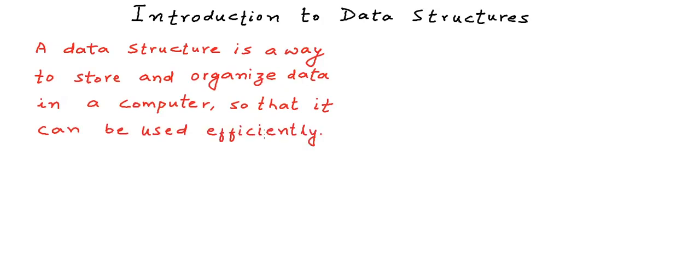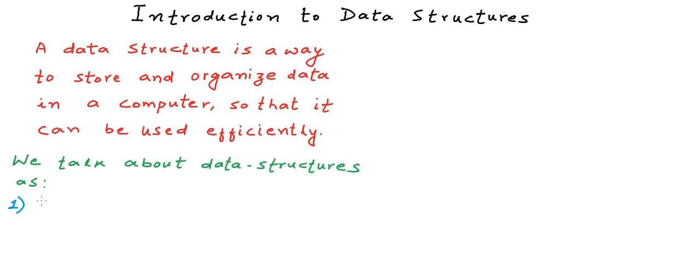When we study data structures as ways to store and organize data, we study them in two ways. One, we talk about them as mathematical and logical models. When we talk about them as mathematical and logical models, we just look at an abstract view of them. We just look from a high level at what features and what operations define that particular data structure.